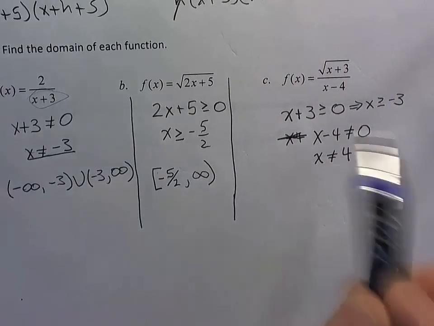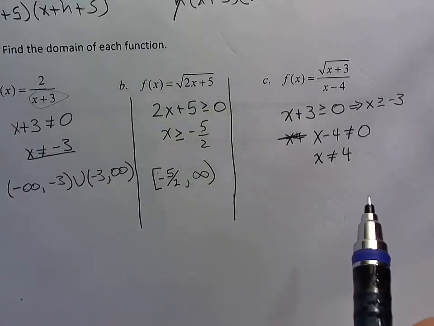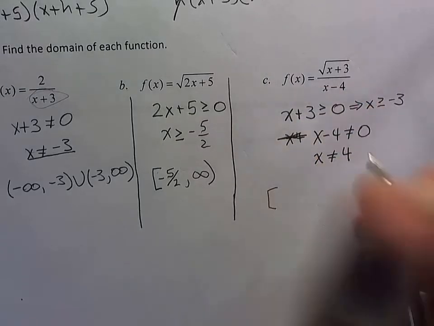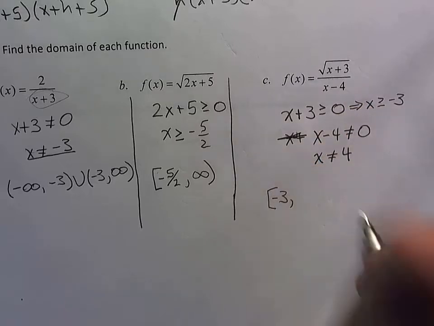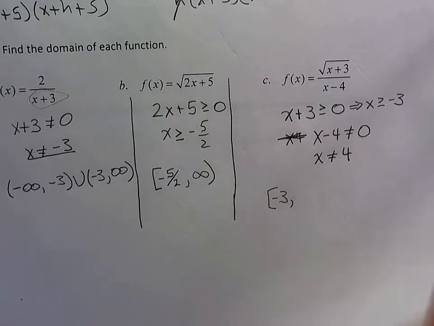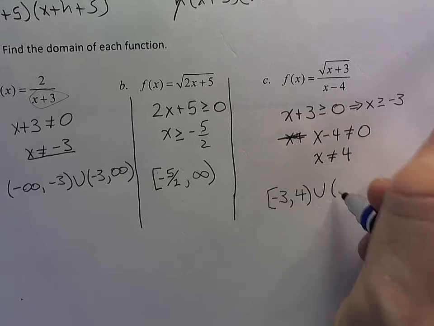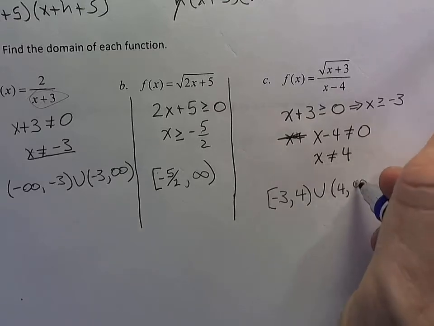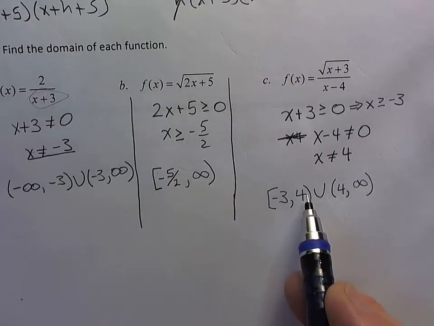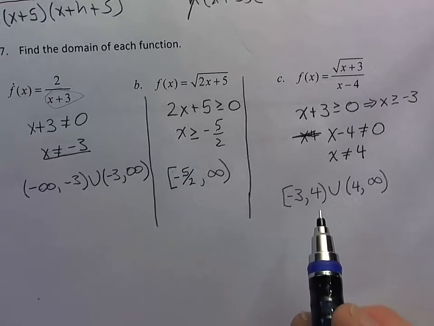So our domain is this. x is greater than or equal to negative 3, but not 4. It can't be 4. So we could say, okay, negative 3 to infinity normally. That's what we would put if we didn't have to take into consideration this 4. But instead we're going up to 4, jumping over it, and then going on to infinity. So it starts at negative 3, goes to 4, jumps over 4, and picks it up on the other side and goes to infinity.